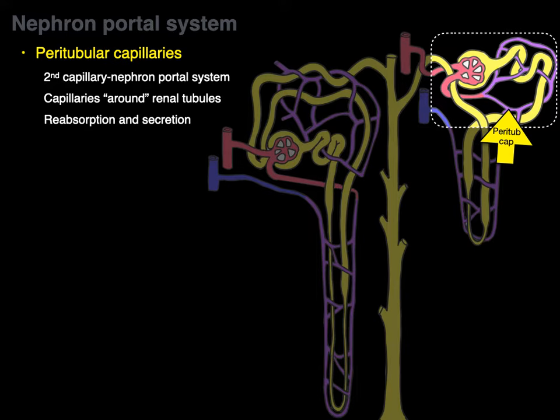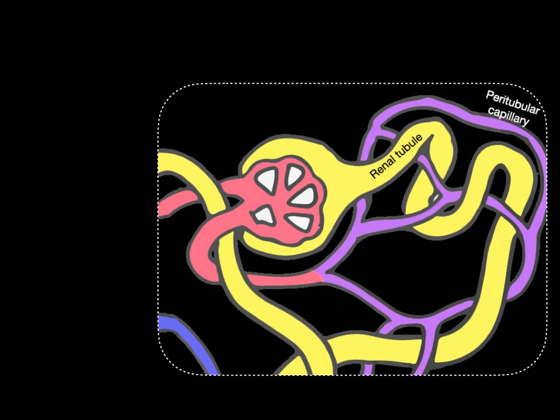and reabsorption and secretion take place. So let's blow this thing up, and there's the peritubular capillary. And this concept of reabsorption is when fluid or solutes from the renal tubule are reabsorbed back into the peritubular capillary, where in contrast, secretion is when solutes go from the peritubular capillary into the renal tubule.